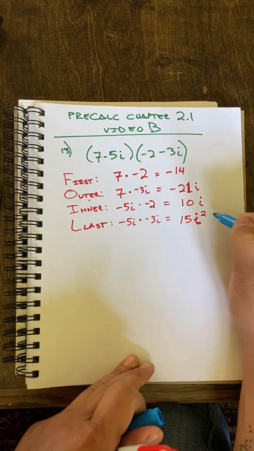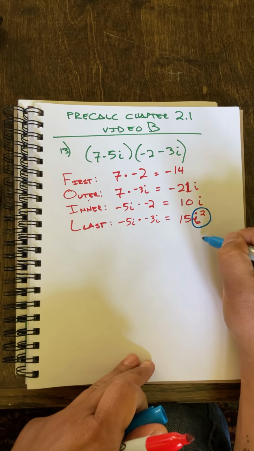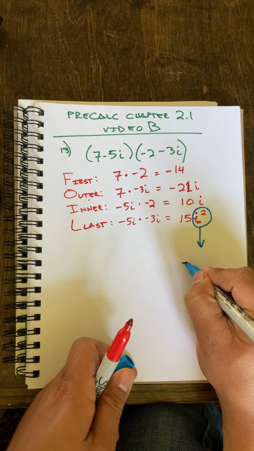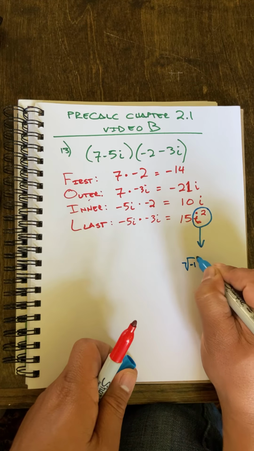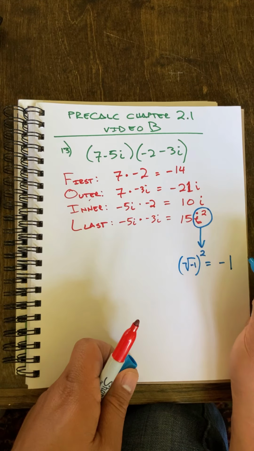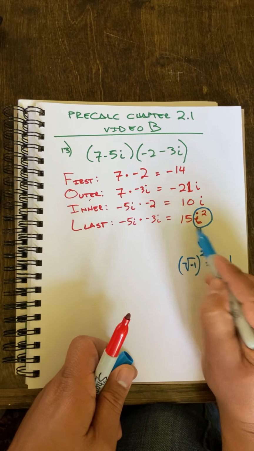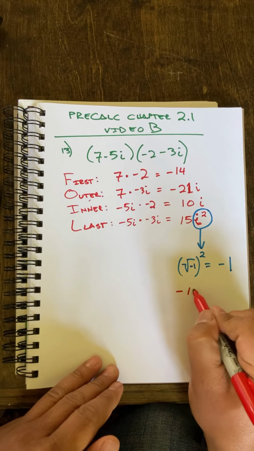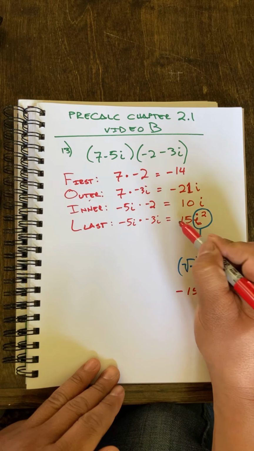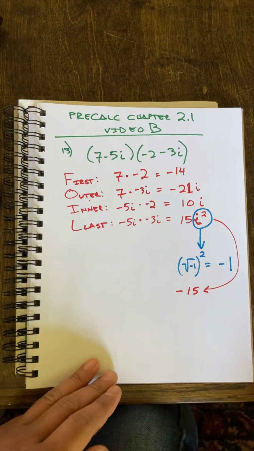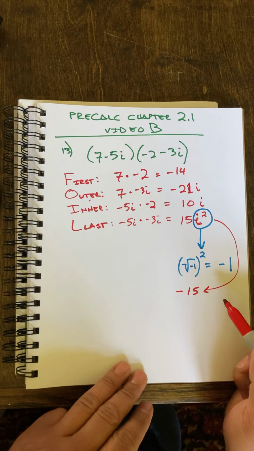And the important thing to know is i squared. Remember that i is the square root of negative 1. So when we square it, that's equal to negative 1. Okay? So 15 times negative 1, of course, is negative 15. And of course, I'm going to combine like terms.